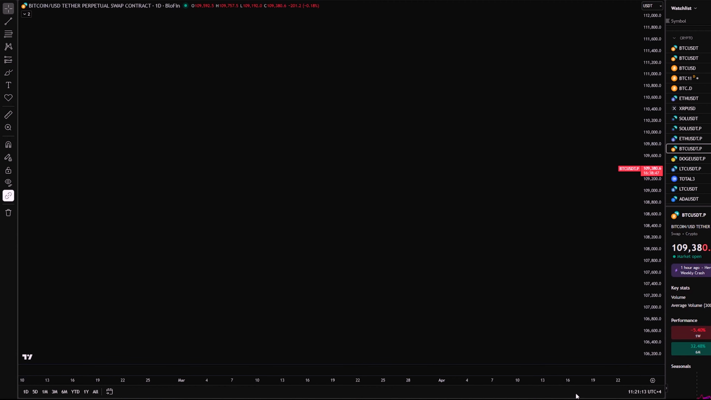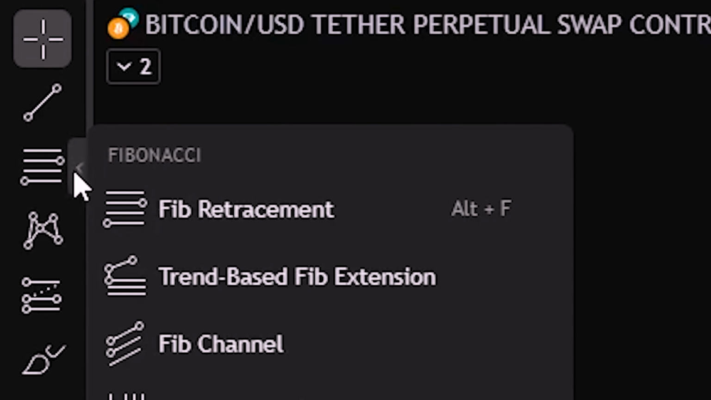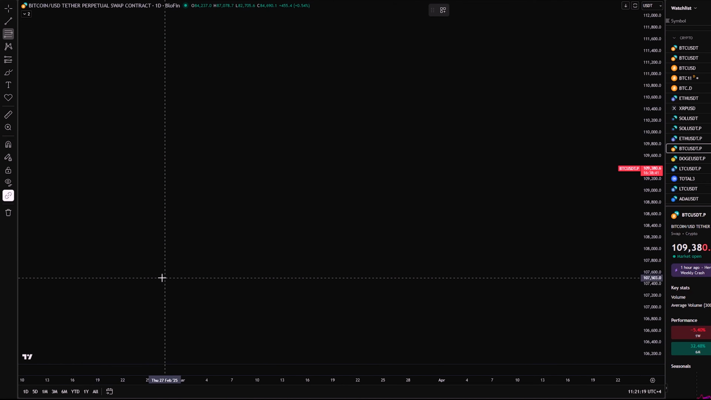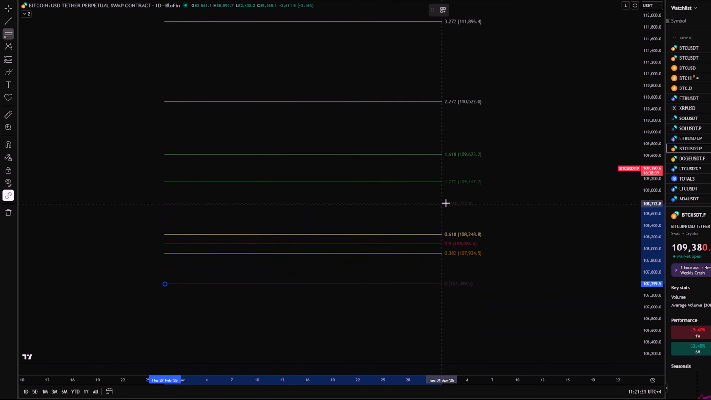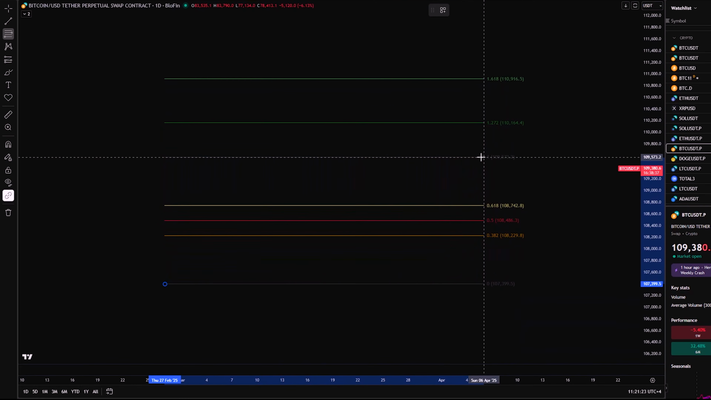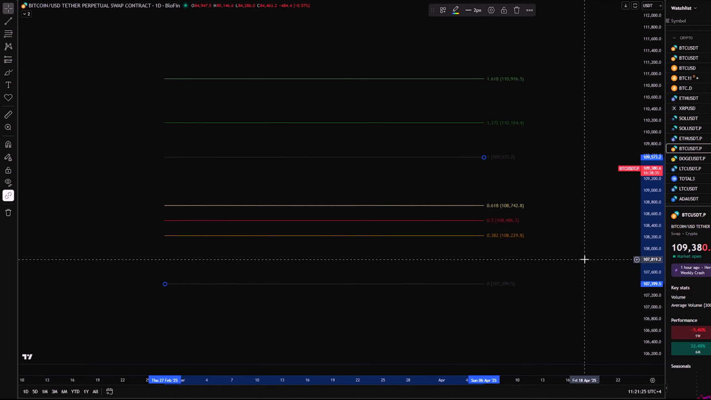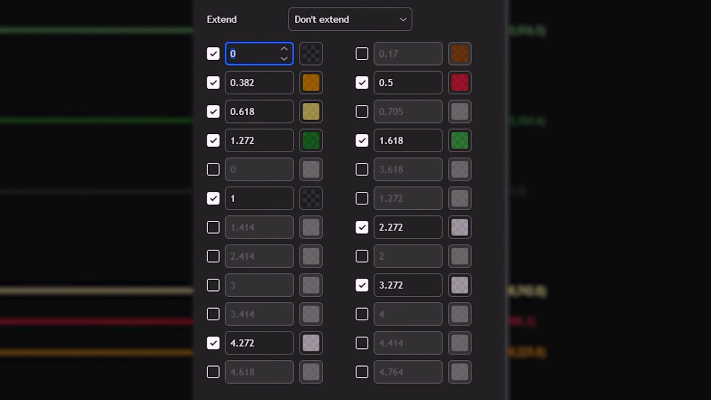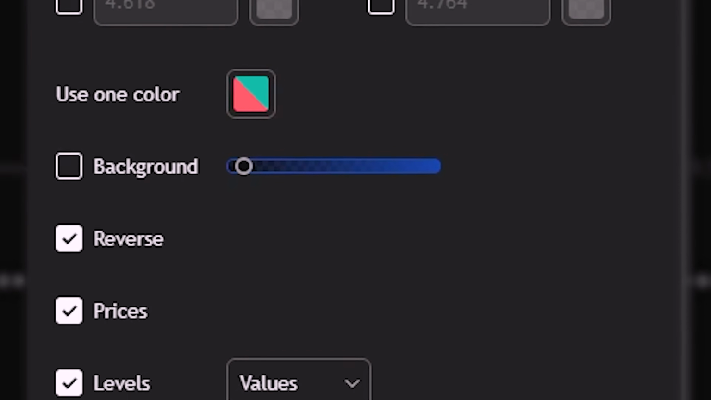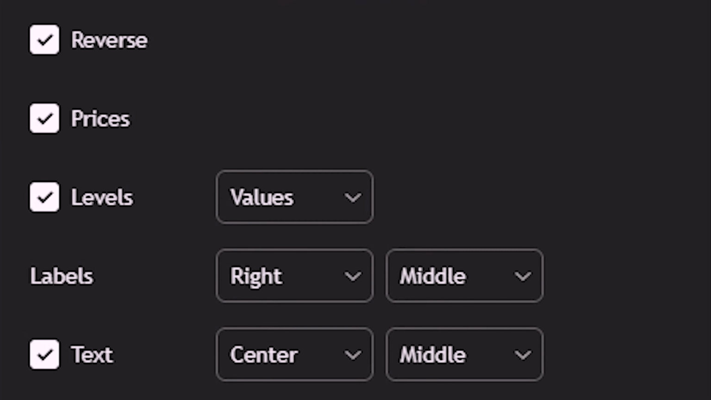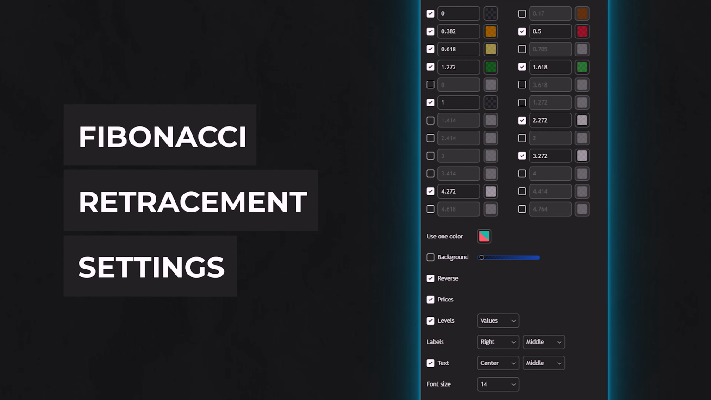Now, let me show you how to set up your Fibonacci tool on TradingView. Open any chart you want. On the left-hand toolbar, select the Fib Retracement tool. Click on your starting point, drag to your ending point, and click again. Now, double-click the tool or open its settings from the menu. Add these specific levels and delete the rest. Make sure to check the reverse box. The other settings are optional, but I recommend them to make your Fib tool cleaner and easier to use. You can pause the video or take a screenshot right now to copy these exact settings.